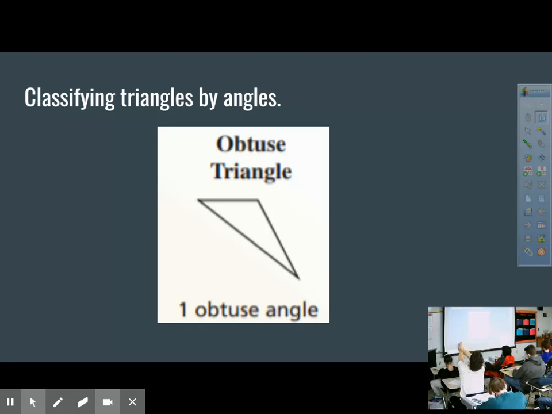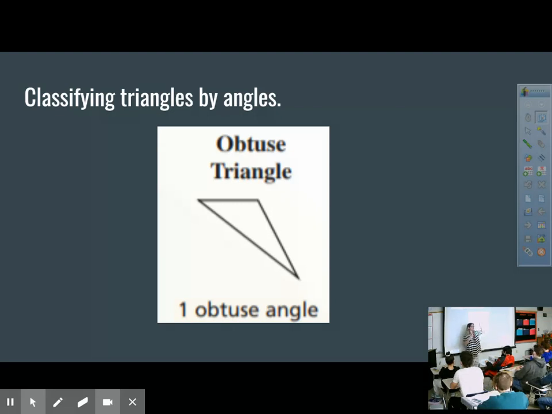Alright, obtuse. It has one obtuse angle. Only one. What does obtuse mean? Greater than 90. It has an angle that's bigger than a right angle. So you can see here, this angle's bigger than 90. Now your book is wanting you to actually go through with your protractor and measure them all, but we're just going to do it by sight. You can see if a triangle's less than 90 or bigger than 90.